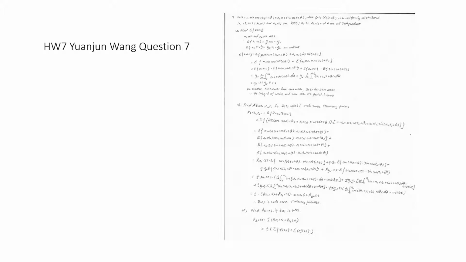Next, find the R z of 0 if z of t is wide sense stationary. So we're just plugging the number into the equation from question B. So R z of 0 is going to be equal to 1/2 times R n1 of 0 plus R n2 of 0. So it's going to be equal to 1/2 times the expected value of n1(t) squared plus the expected value of n2(t) squared.